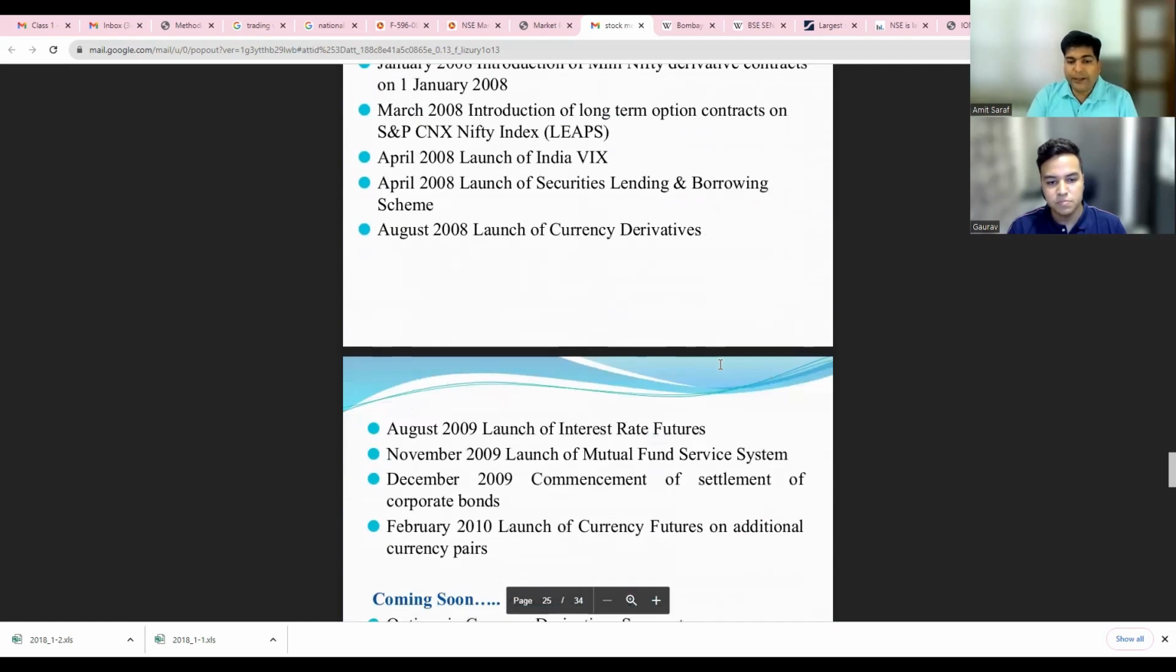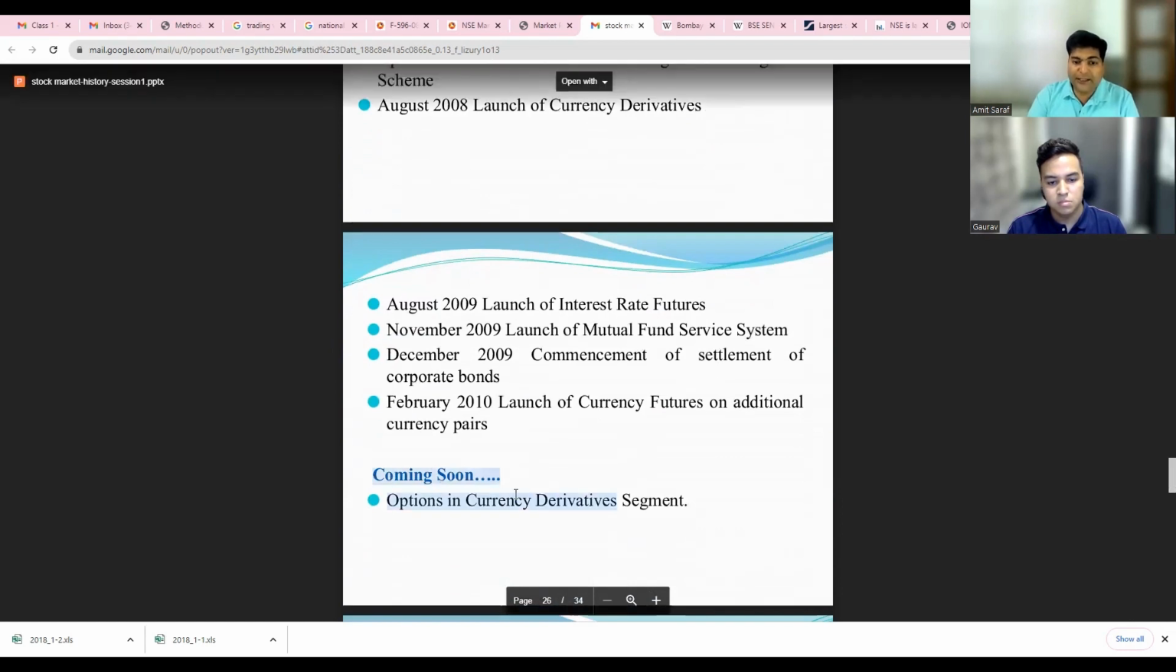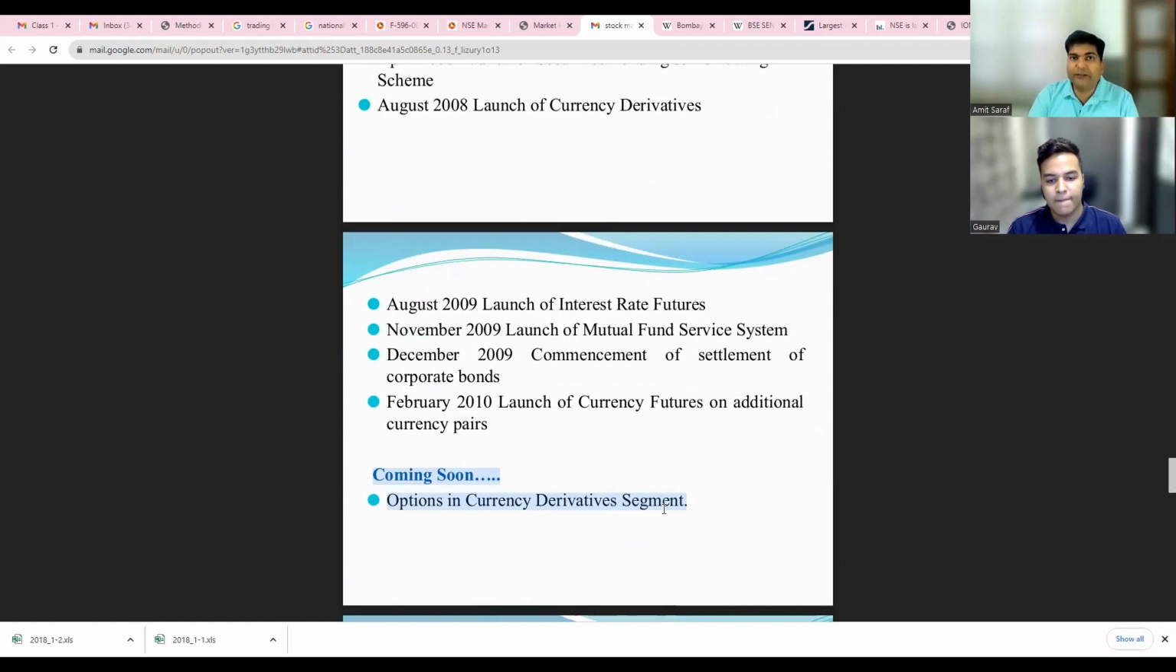This slide is a bit old, but later we also launched currency derivatives. That means INR was traded with US dollars, Japanese yen, euro, British pound, and I think that probably happened in 2012, 13. I can't recall exactly. And then in 2017, we saw trading in index options on weekly expiry.